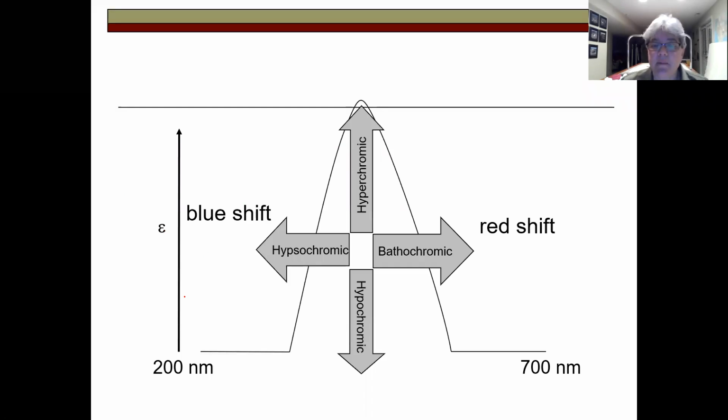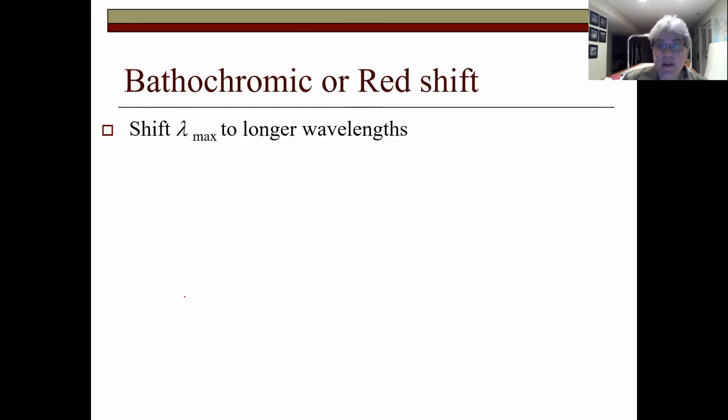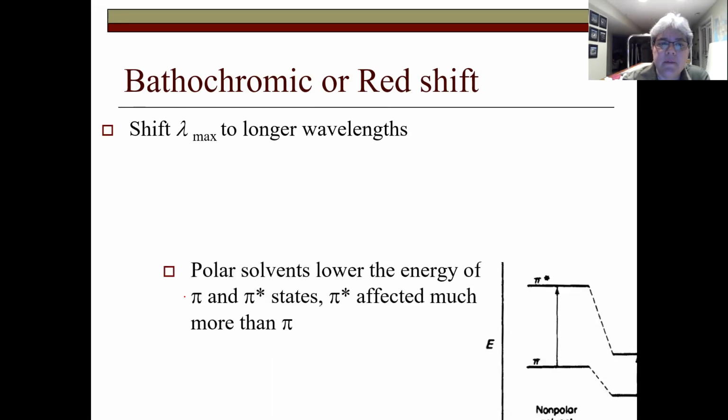Okay, but we're concerned about spectroscopy. So this diagram now just shows you red shift to longer wavelength, blue shift to shorter wavelength. Hyperchromic, intensity increases, hypochromic, intensity decreases. Okay, now we have the vocabulary. So we want to look at what causes these red shifts and these blue shifts? So first we'll look at one cause of a red shift. Remember that's the shift to a longer wavelength.